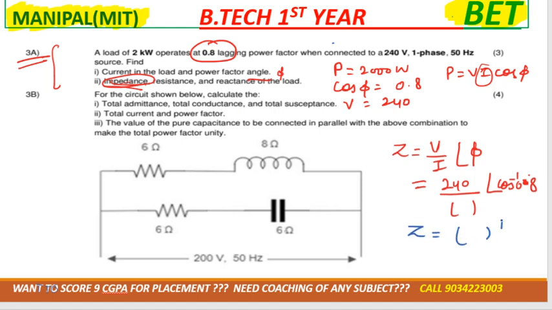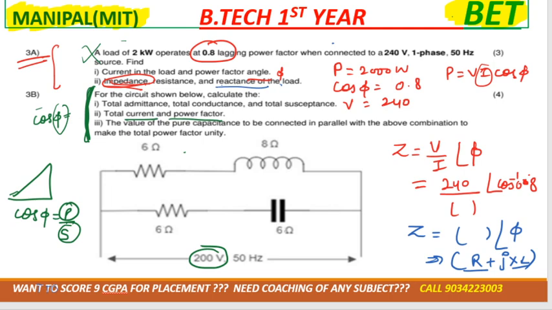Then this will come in the polar form. You can convert it into rectangular form. After converting to rectangular form, you will get it in the form of R plus JXL. You will have the R value, you will have the XL value. So XL value you can get. They ask you the XL only. Okay, from XL we can also get L, right? Correct.